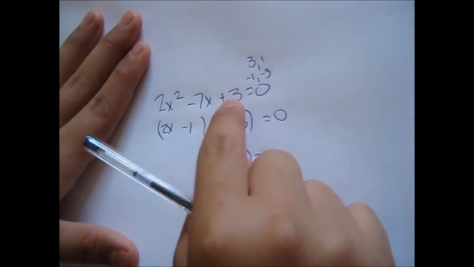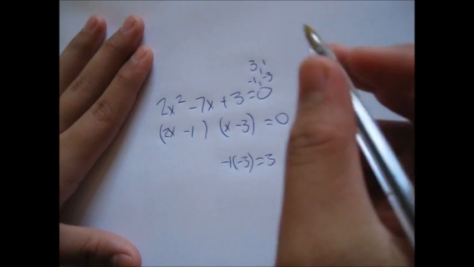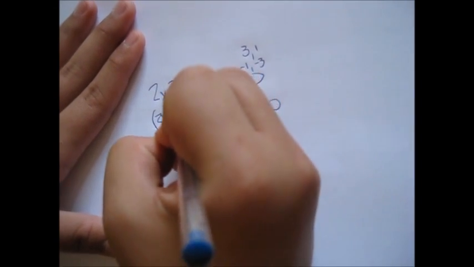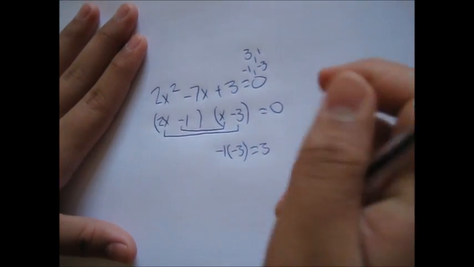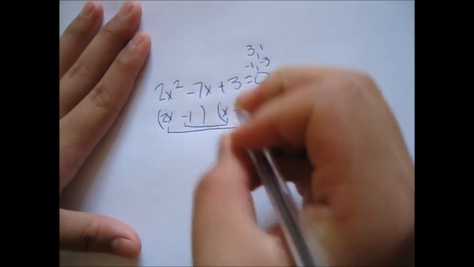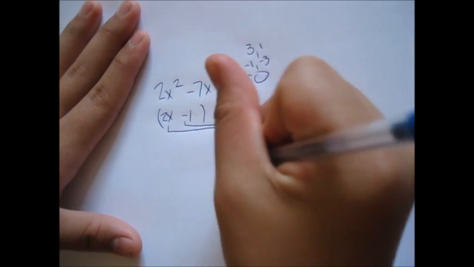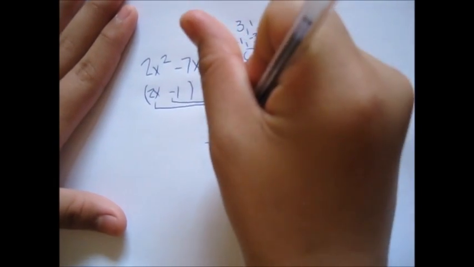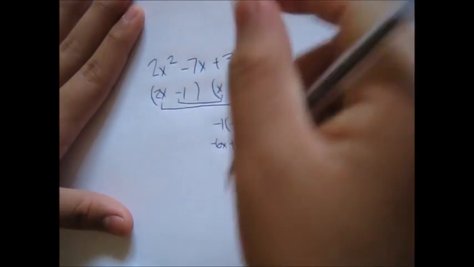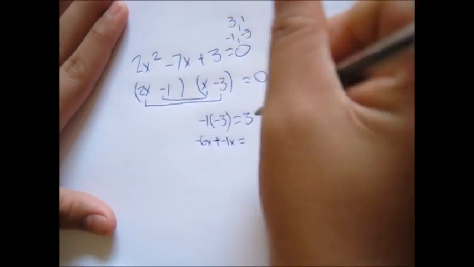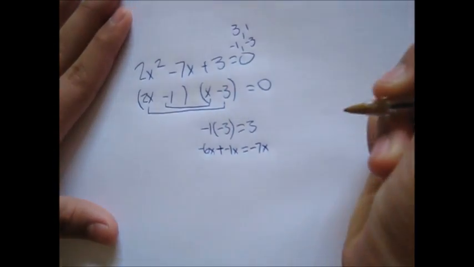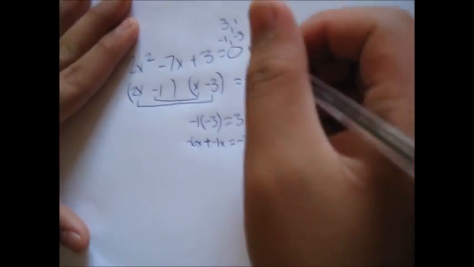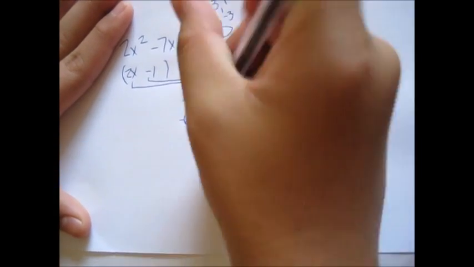Next, you want to multiply the first and last, and the middle and the inner. This will figure out if we got the correct numbers to figure out the middle term, which would be -7x. So 2x times -3 will be -6x, plus -1 times x will equal -1x, and you will add those two terms together, which equals -7x.